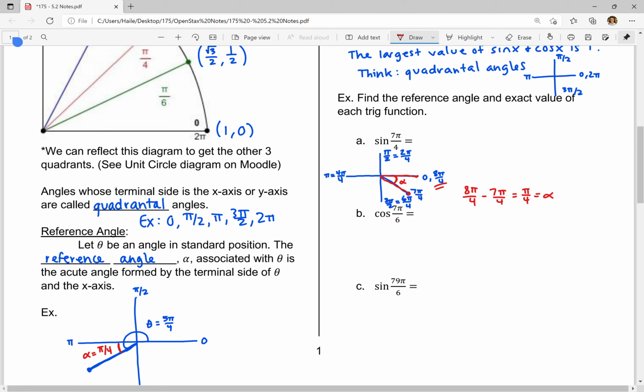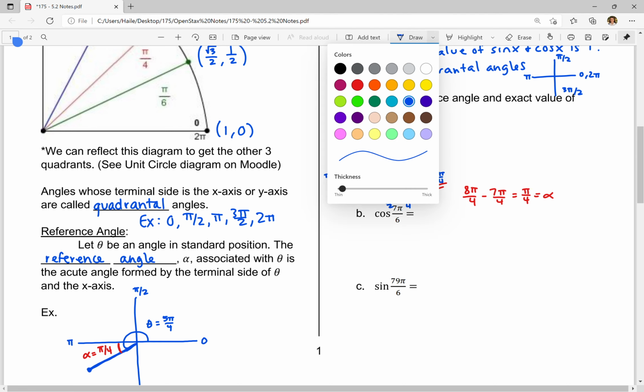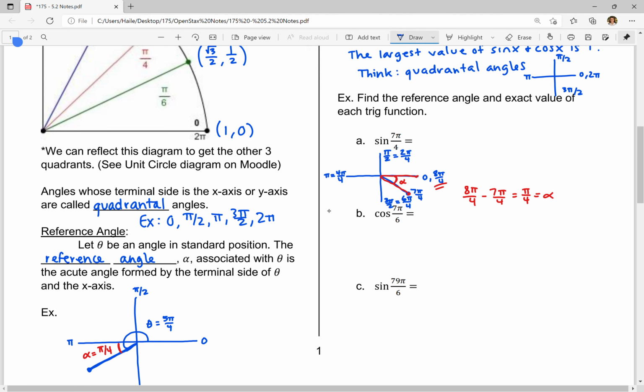So what this is telling us, I'm going to switch back to blue real quick, is that the sine of 7 pi over 4 is really just the same as the sine of pi over 4. But maybe this is either positive or negative. We don't quite know yet. Well, since our angle is in quadrant 4, we know that sine is negative, so this is going to take on a negative value. So what we're saying is that the sine of 7 pi over 4 is equal to the negative sine of pi over 4.